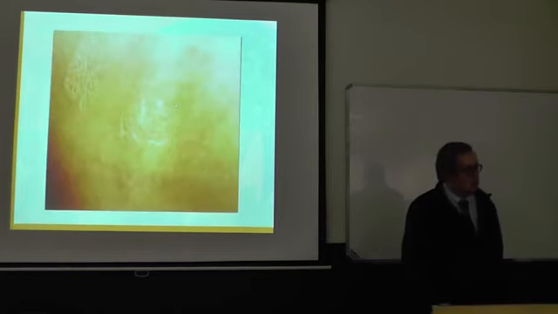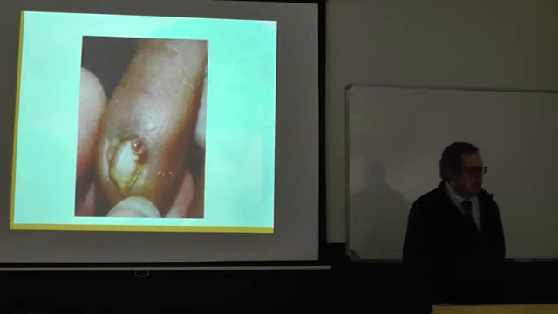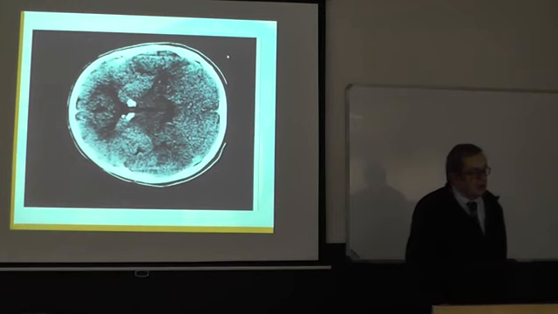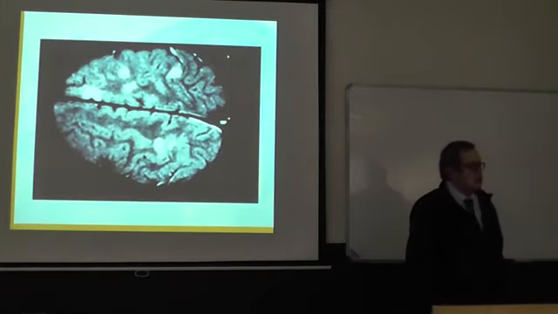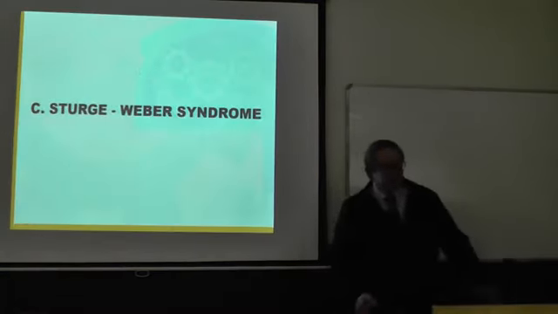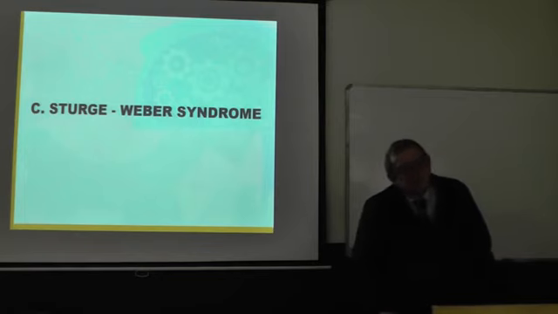This is the so-called shagreen patch. This is the periungual fibromas. And these would be the abnormalities that you would see on a brain scan. So it's one of the interesting, there you can see the tumors in the brain. It's an interesting condition for very long.